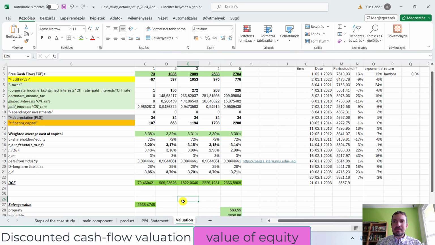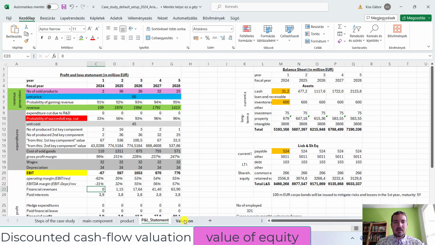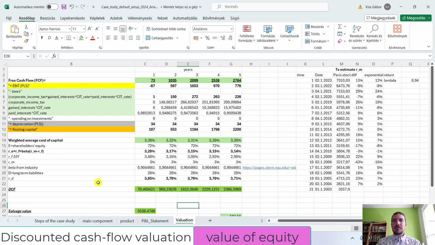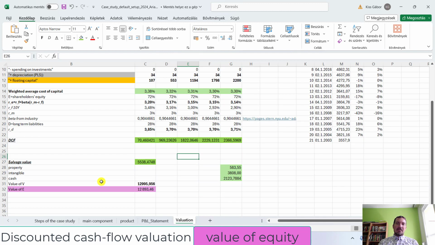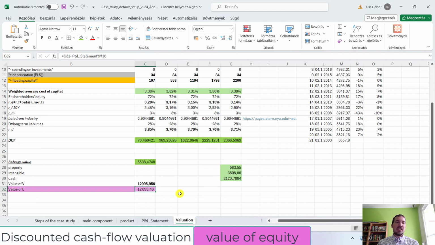So, okay. Obviously, since your product will be completely different than mine, your launch vehicle will be different because you are using a different engine, maybe a different hull material, you can use aluminum, but doesn't matter, or you are using a different fuel type and also probabilities, then this value will be different. Okay, but right now we can see that if we can successfully implement this business strategy, then this will be the value of the company.